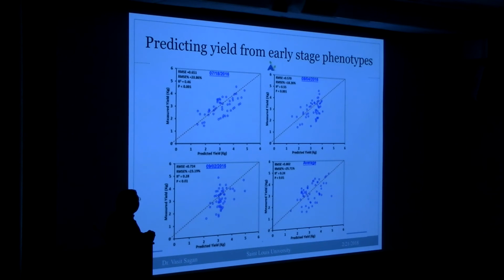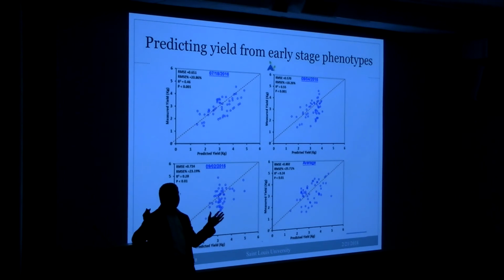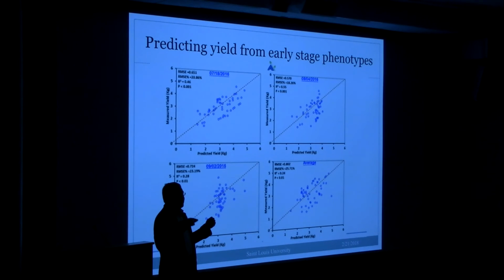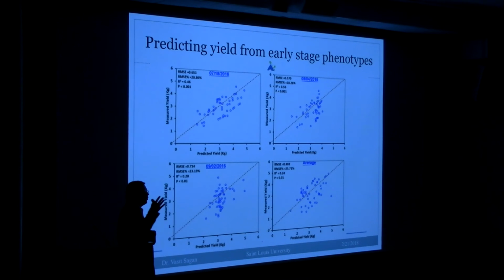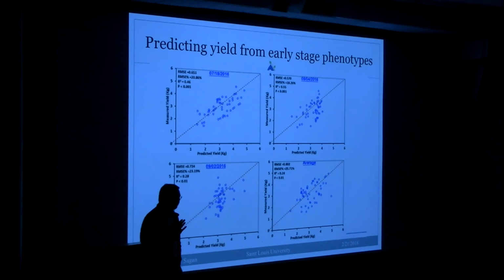What I'm showing here is terminal yield, whatever the crop is, which is usually harvested in the September or October time frame. What I'm doing here is predicting terminal yield using data from July, August, and September, and then the late average. Basically, the idea is, can we predict terminal yield months ahead.